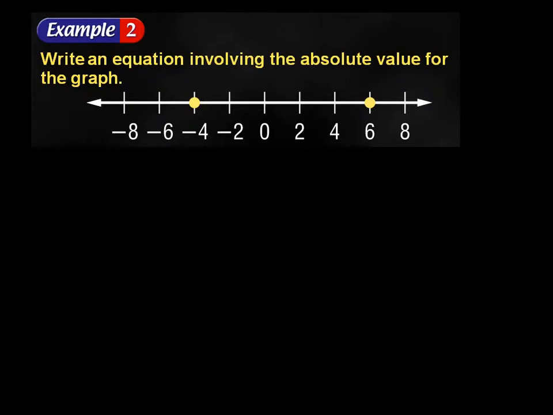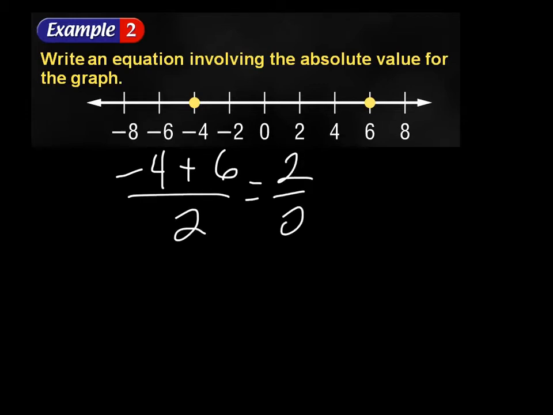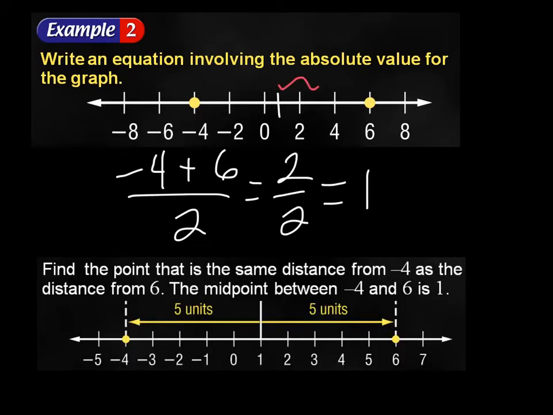Okay, now we're working from the other direction, writing an equation involving absolute value for the graph. So I want to find what the middle of that is and see how much I have to go either side to get to it. So if I add negative 4 plus 6 and divide by 2, I get 2 divided by 2 is 1, should be my center. And I would have to go 5 units to the right or 5 units to the left to get to my 2 points, which their graph shows nicely.